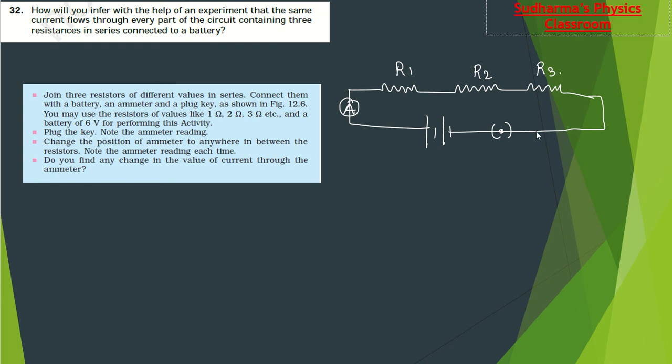Now what do you see? First you connect the ammeter here. Now you can take the ammeter and connect it between R1 and R2. Observe the reading. Again, after that, remove that and connect it between R2 and R3. In all the cases, you have to note down the ammeter reading. You will see that in all the cases the ammeter reading was not changing.